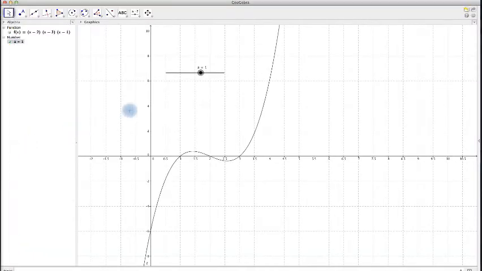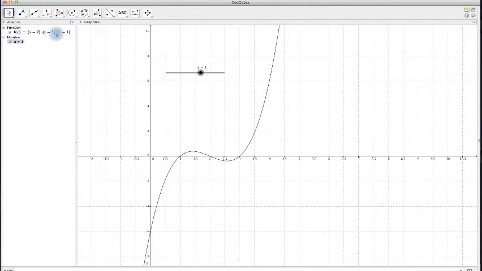So here we go. Here's a function I've chosen: x minus 2 times x minus 3 times x minus 1. Now this last term, the 1 over here, I've set using this slider, so I can change the value of this one if I want to. Well, let's have a bit of a look.